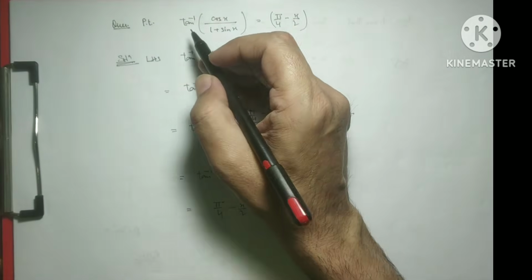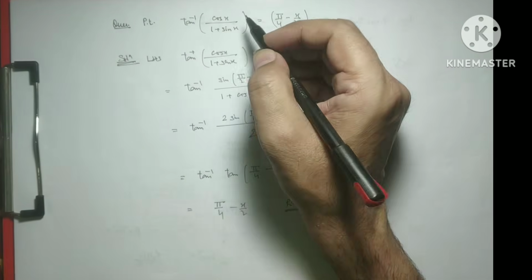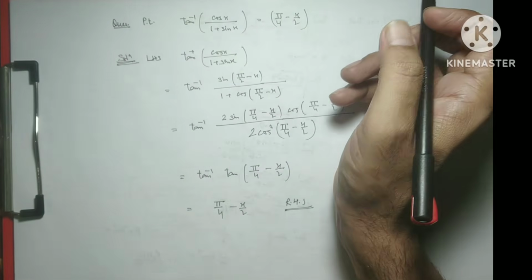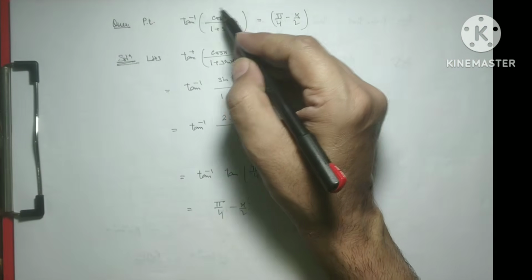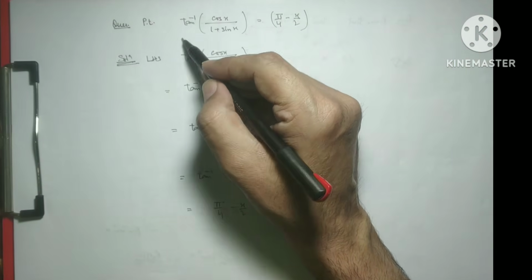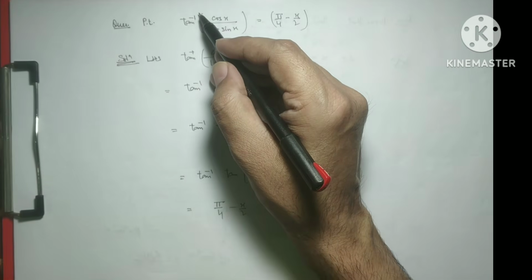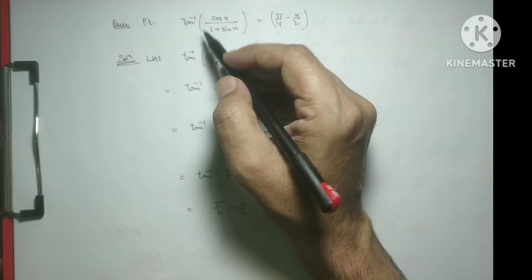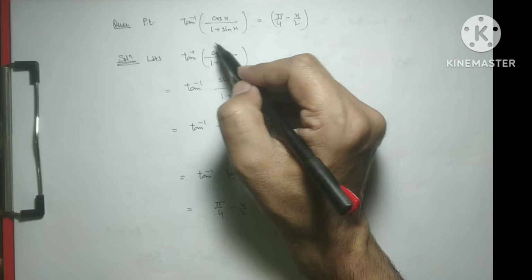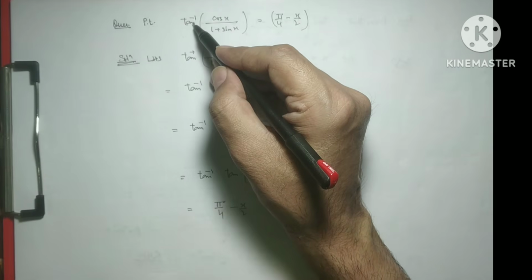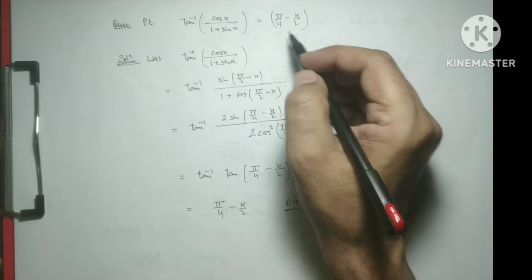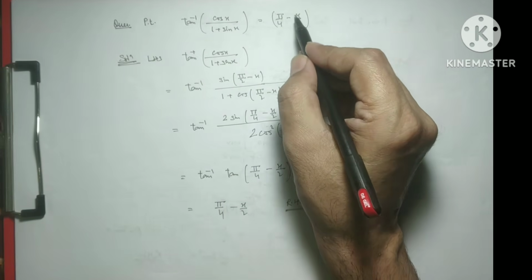Now next question, that is tan inverse of cos x over 1 plus sin x. Again we will use the trigonometric formula to simplify this, and eliminate this tan inverse. For this we will form this expression in terms of tan, and tan inverse of tan will be eliminated and you get the angle, and that answer should be pi by 4 minus x by 2.